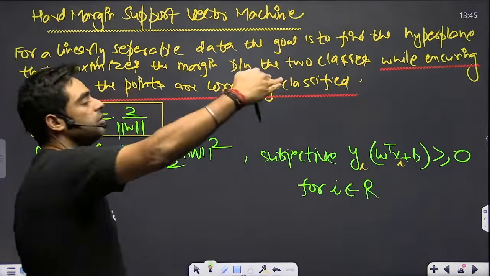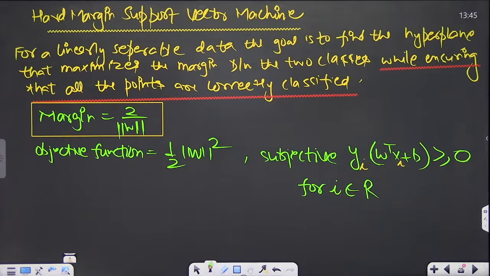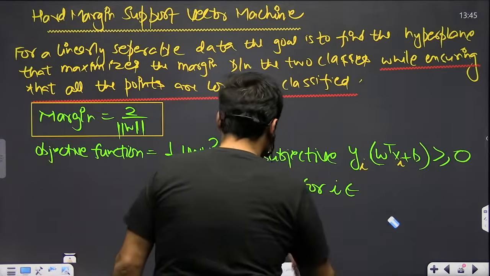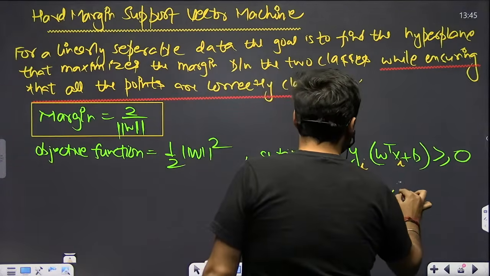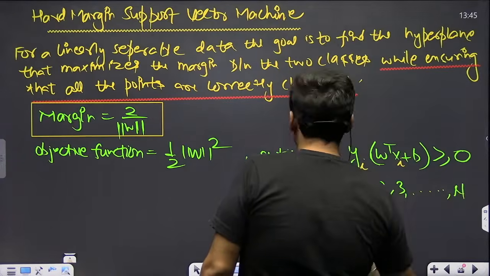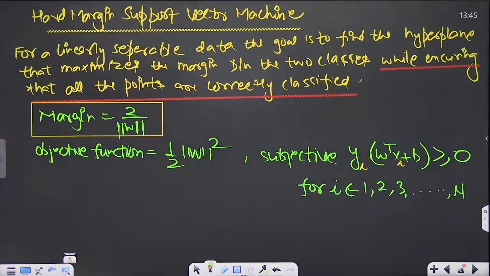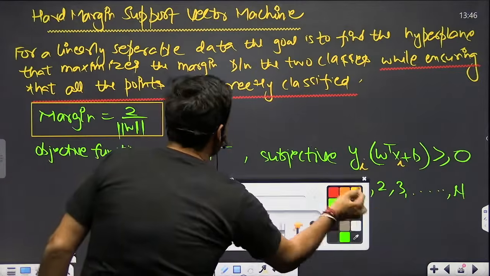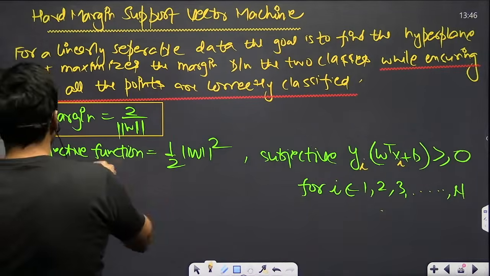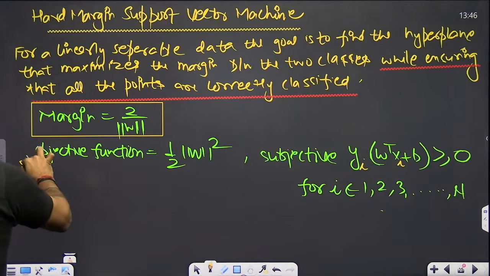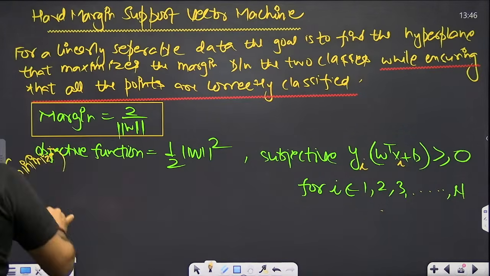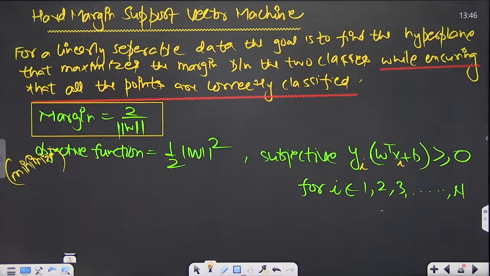So i equals 1, 2, 3, 4, till the number of data points that are there in the data set. And we always try to minimize this objective function. So you just remember this. This is how mathematically we present a hard margin support vector machine.